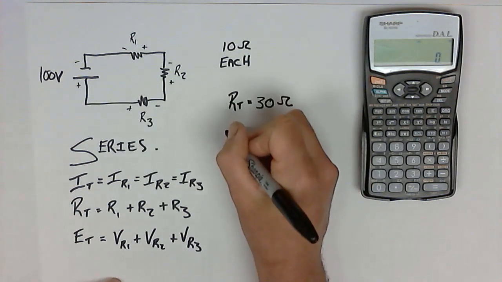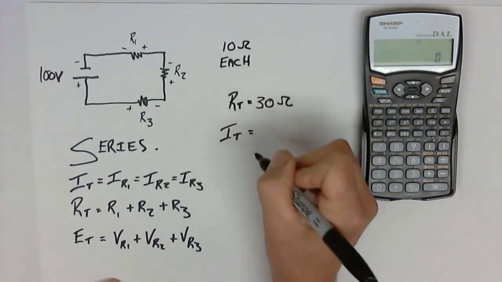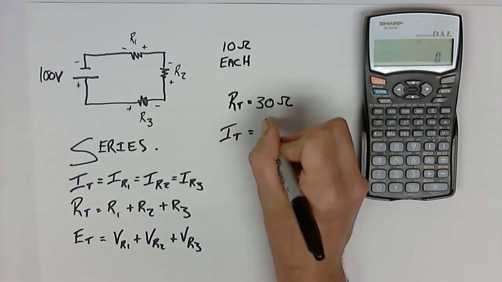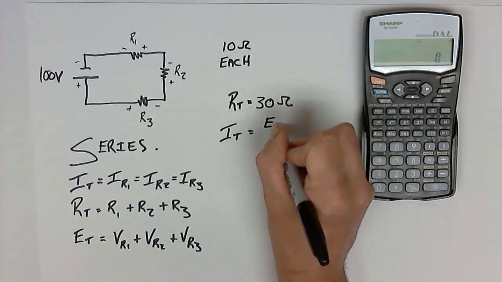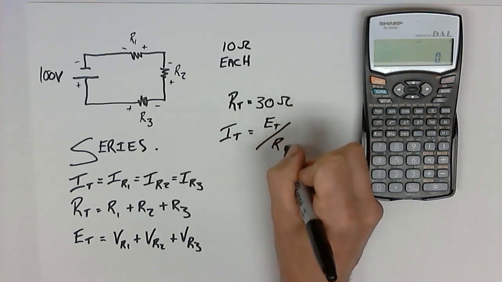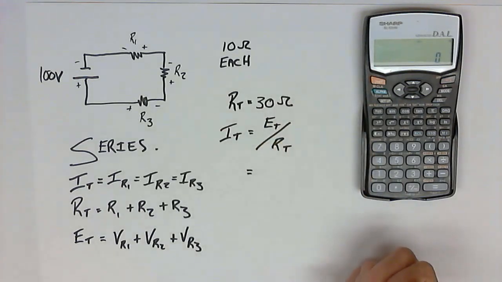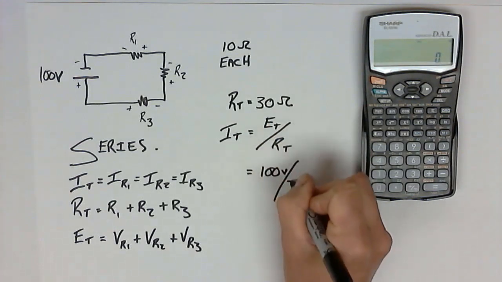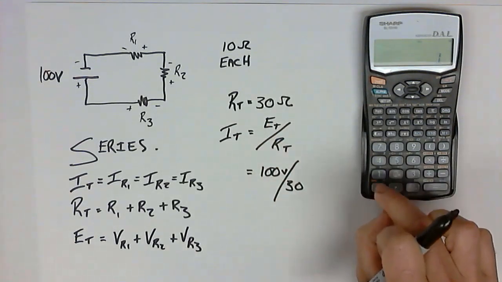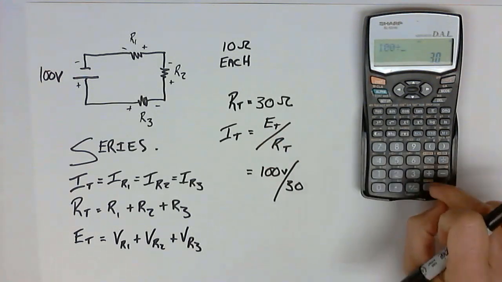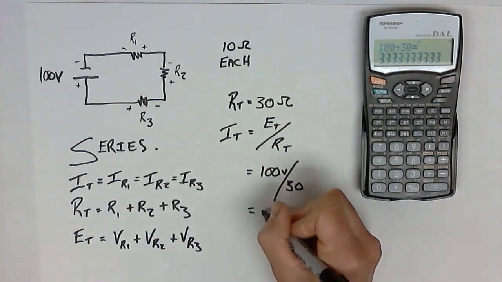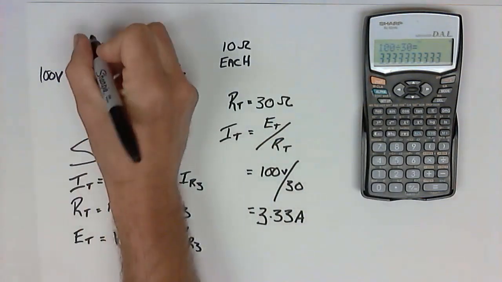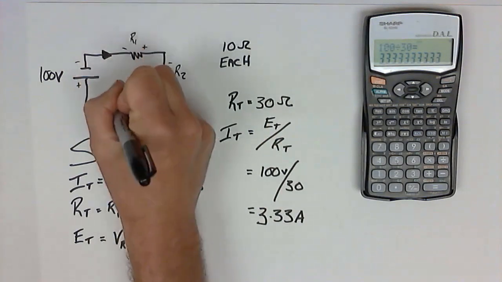If I want to work out the total current, we need to know a little bit of Ohm's law. That would be equal to the total voltage divided by the total resistance. So in this situation, it would be 100 volts divided by 30 ohms. So we take 100 divided by 30, and we end up with 3.33 amps worth of current that are flowing throughout the circuit.